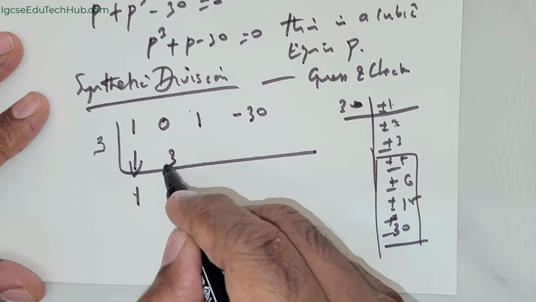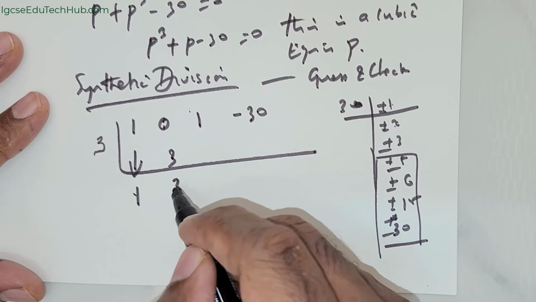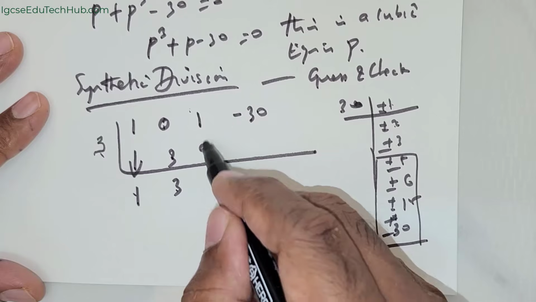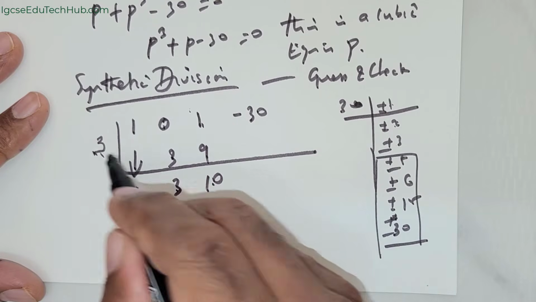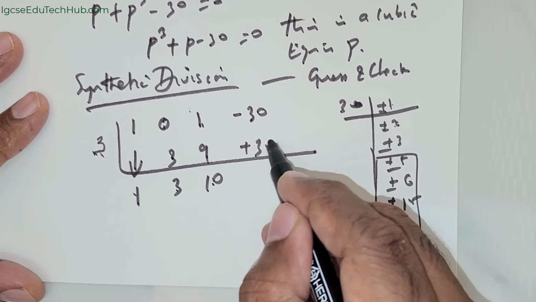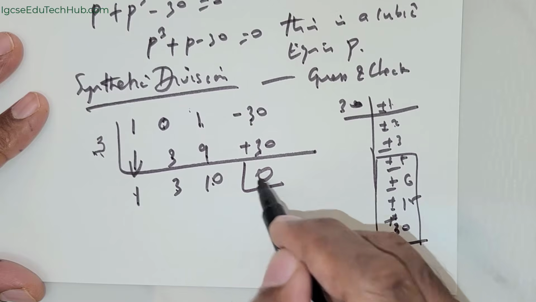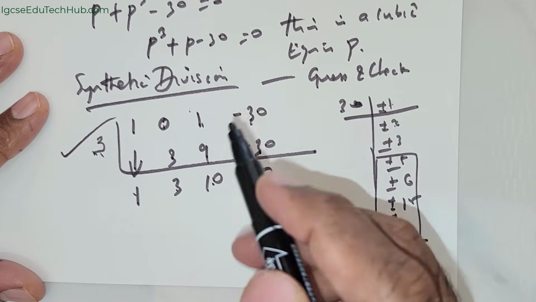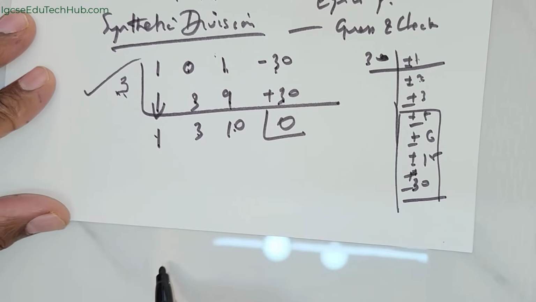Multiply 3 with 1, you get 3. Add 3 with 0, you get 3. Multiply 3 with 3, you get 9. Add 9 with 1, you get 10. Multiply 10 with 3, you get 30. Add 30 with negative 30, you get 0. So p is equal to 3 is a factor.